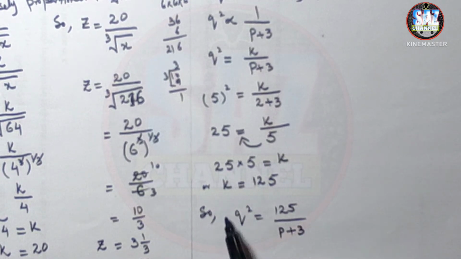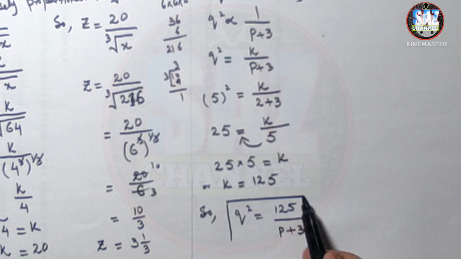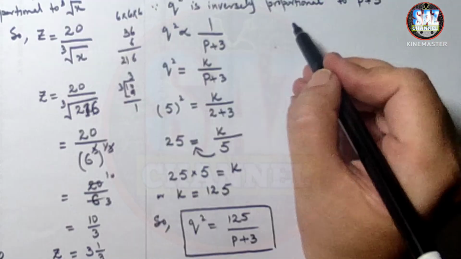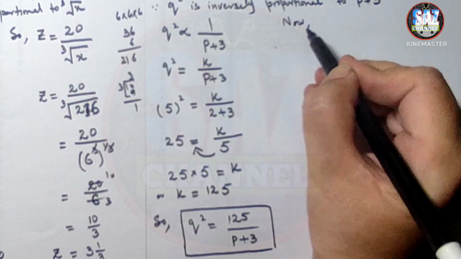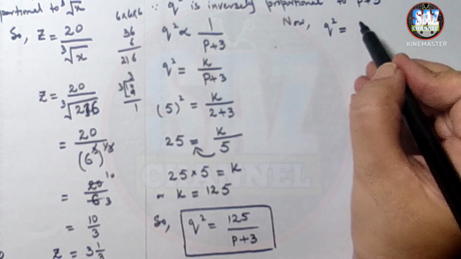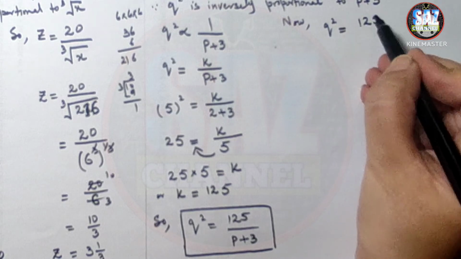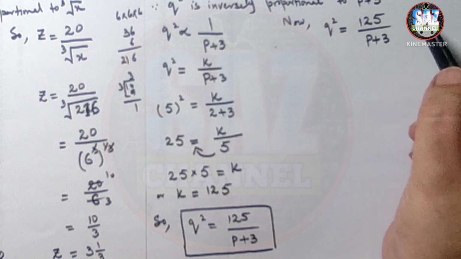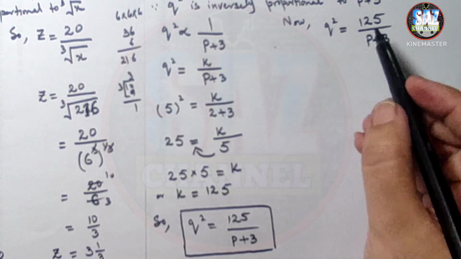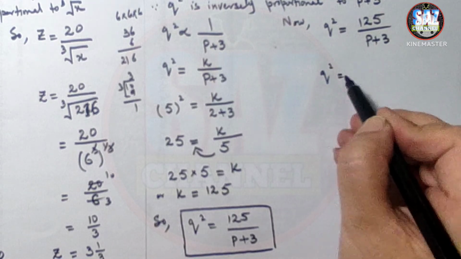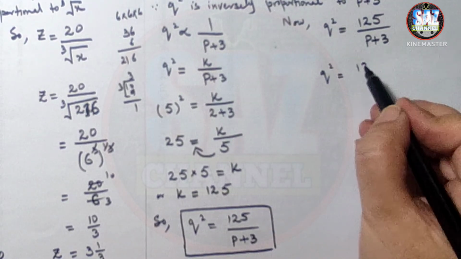This is the relationship that we are getting between q square and p plus 3. Now the actual requirement of the question is that we have to find q. Now again you have the relationship between q square and p plus 3 with you, that is q square equals 125 by p plus 3. Now what we have to do, to find the value of q, is replace p by what?